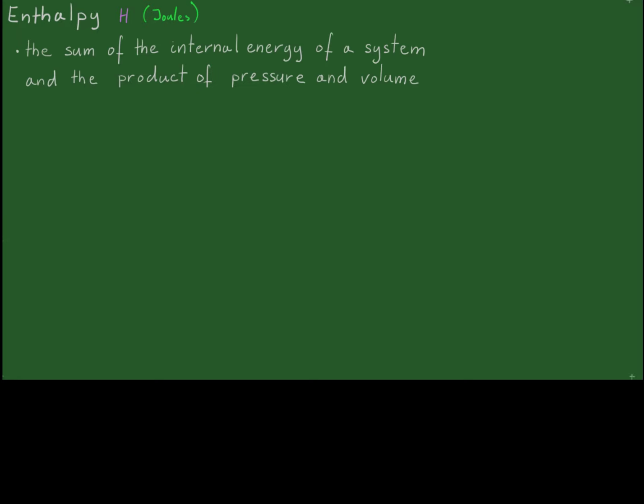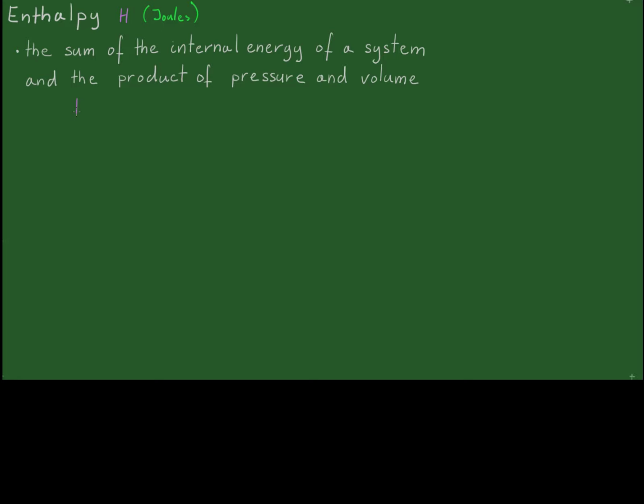In chemistry, when we talk about a system, we also talk about the enthalpy of a system. So what is it? Well, enthalpy is given the symbol H, and it is an energy component of a system. And as such, it has a unit of joules. One of the definitions for enthalpy is that it is the sum of internal energy of a system and the product of pressure volume. So what does that mean?